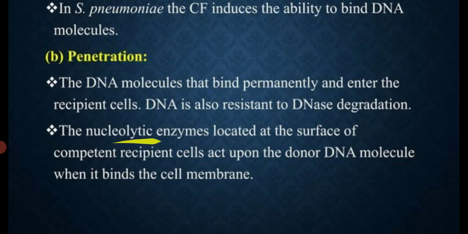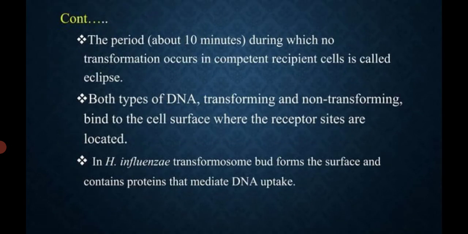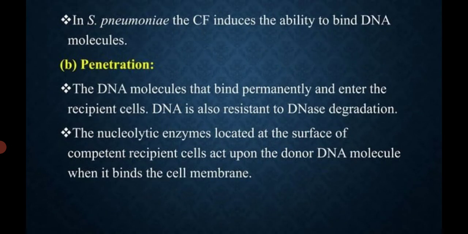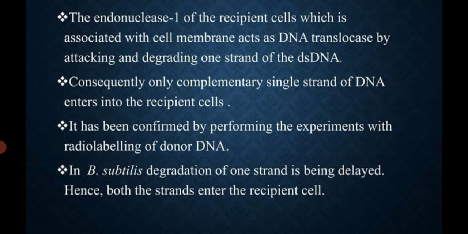The nucleolytic enzyme located at the surface of a competent cell acts upon a donor DNA molecule when the donor DNA molecule binds to the cell membrane. Then the enzyme endonuclease first of a recipient cell is associated with the cell membrane of the recipient cell, and this enzyme endonuclease first acts as a DNA translocase by attacking and degrading one strand of the double-stranded DNA of the donor cell.